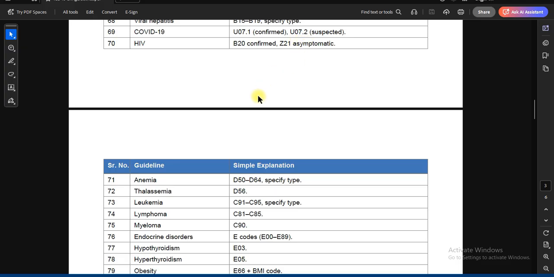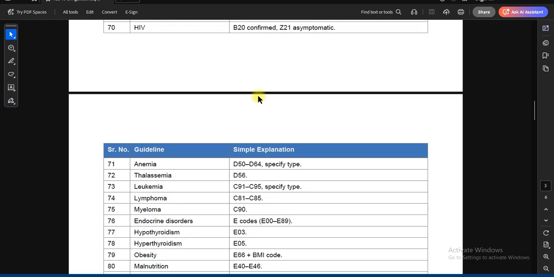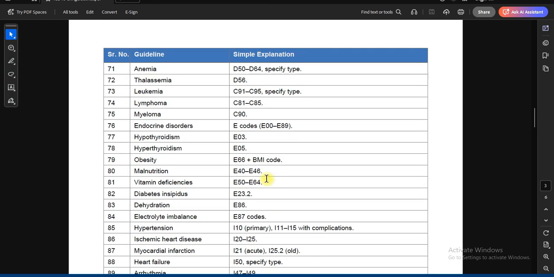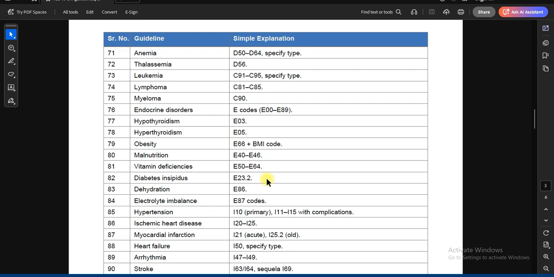Next one is HIV. If the documentation says HIV is confirmed, we need to use the B20 series code. If the documentation contains asymptomatic HIV, then we need to use the Z21 series. Next we have anemia. Here also we need to use D52, D64 series based on the specific type. Here we need to check the documentation whether the provider documents only anemia unspecified or something like iron deficiency anemia. Those codes are all included in the D52, D64 series.